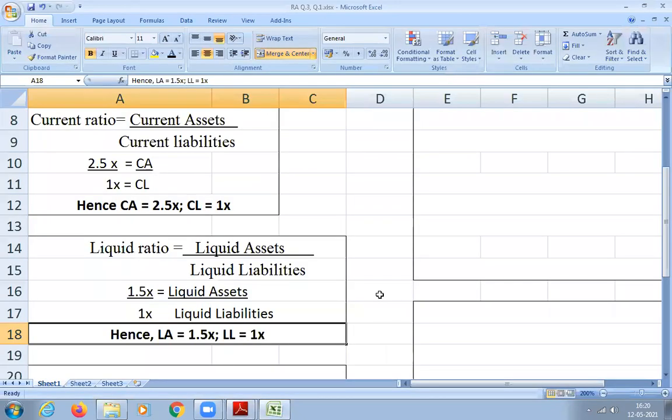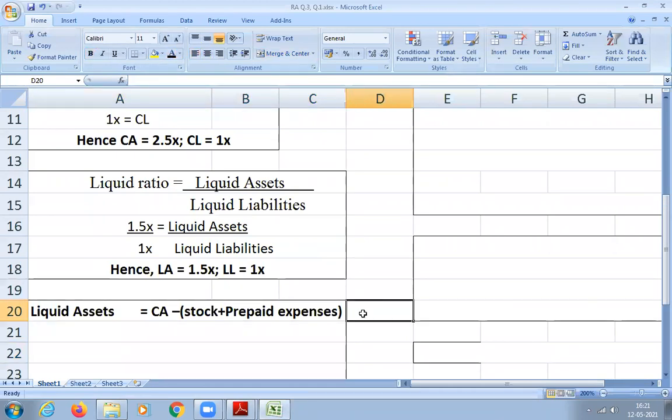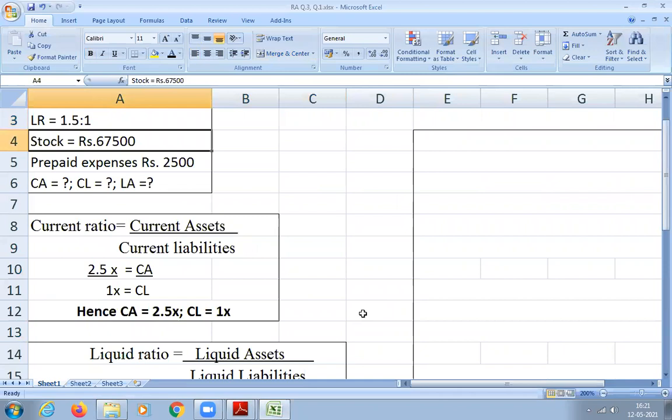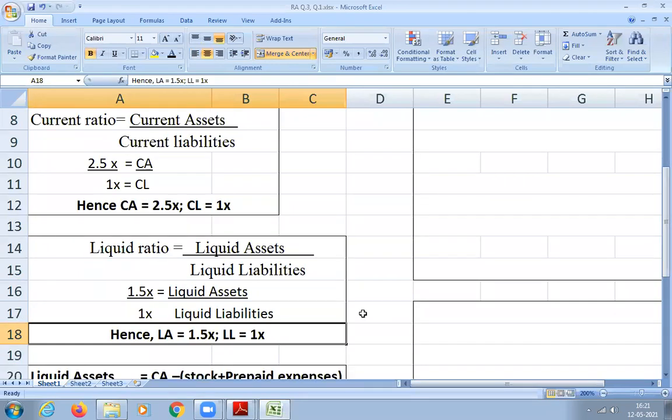So let us substitute now. I'm taking only the current assets. That means the numerator only, not the denominator of the formula. So I know that current liquid assets or quick assets is nothing but current assets minus stock plus prepaid expense. Now whatever I know, let us substitute. Stock I know, 67,500, prepaid expense 2,500, and liquid asset is 1.5x.